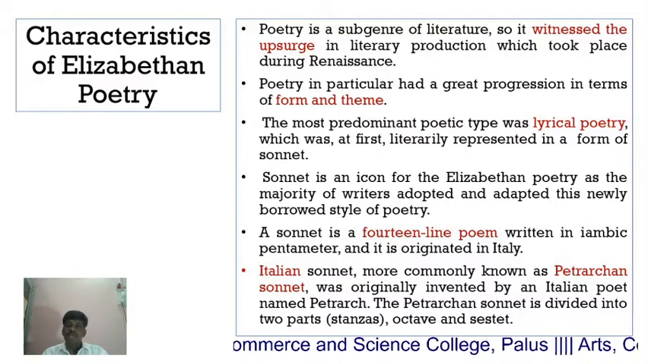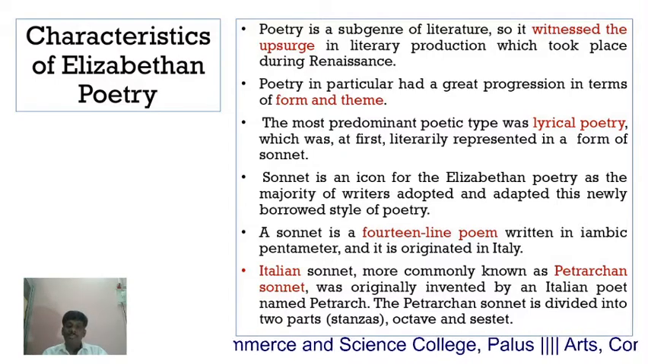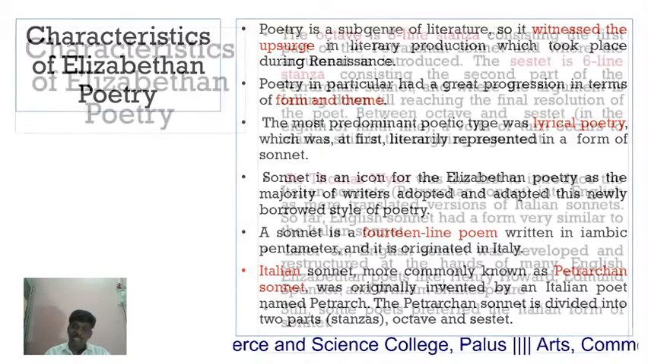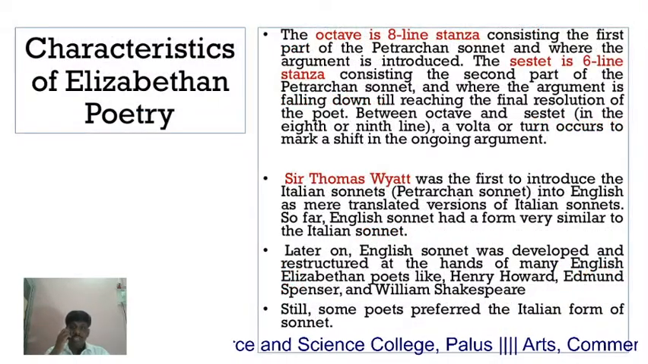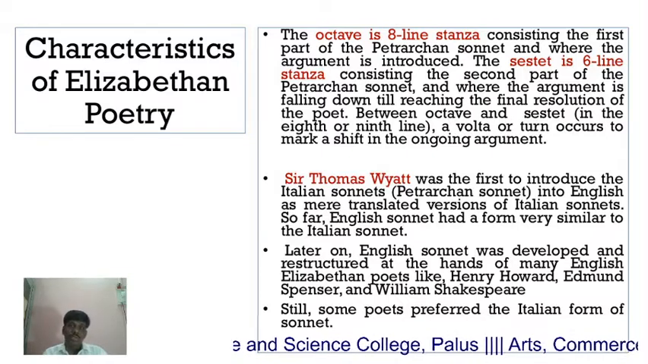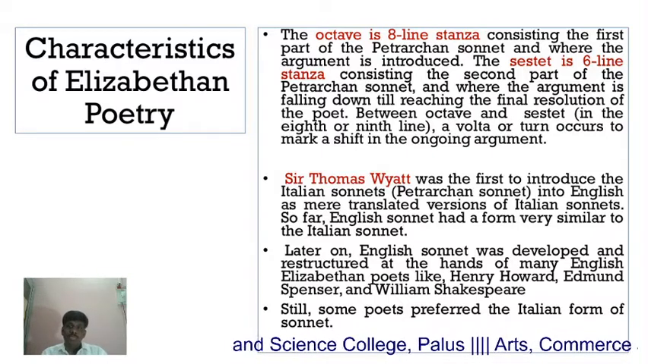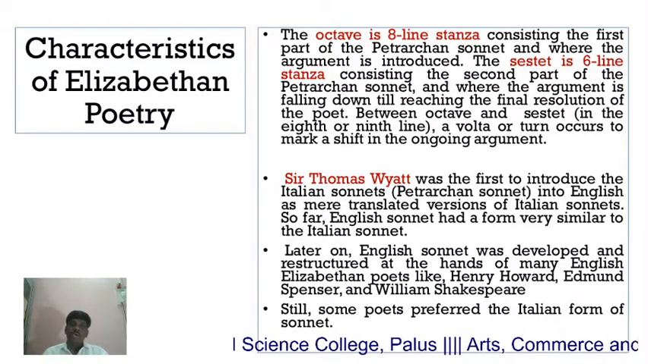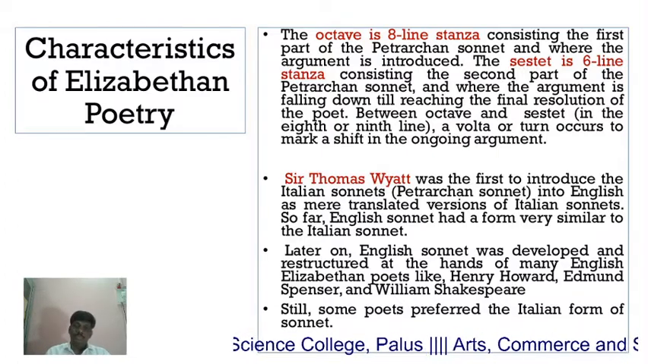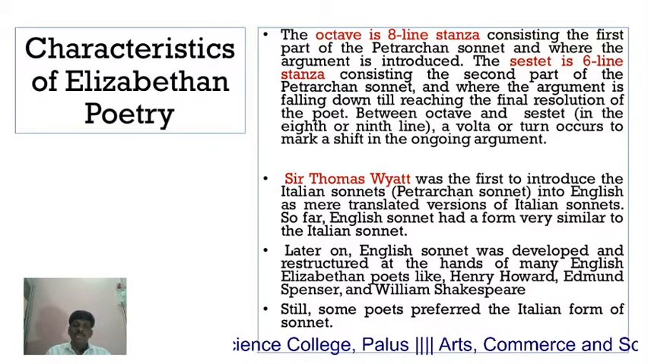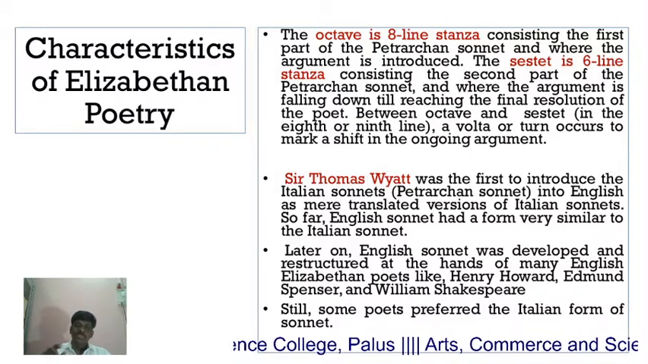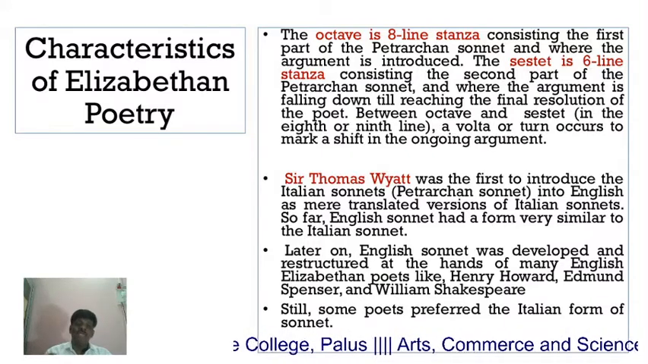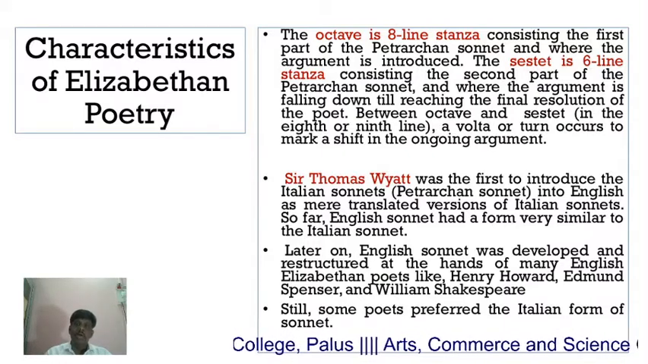The Petrarchan sonnet is divided into two parts, that is two stanzas, octave and sestet. So these are technical terms, octave and sestet. What is an octave? An octave is the 8-line stanza consisting of the first part of a Petrarchan sonnet, where the argument is introduced. So this is again an argumentative type of poetry. In the first part of a Petrarchan sonnet, that is the octave, an argument is made. So the poet makes an argument.